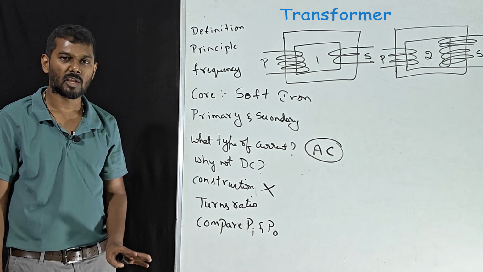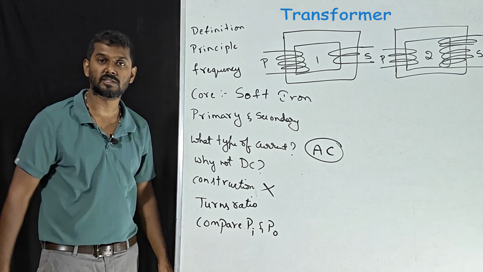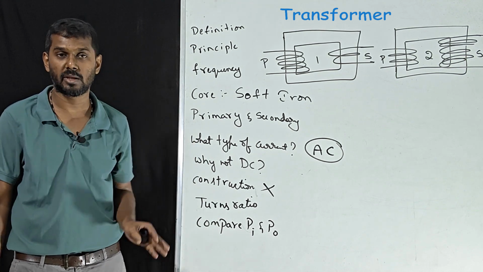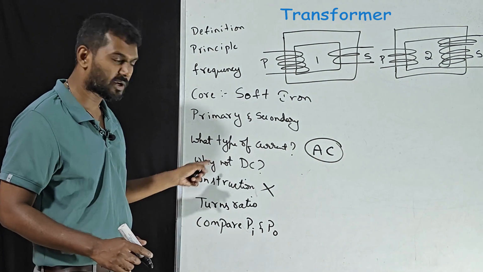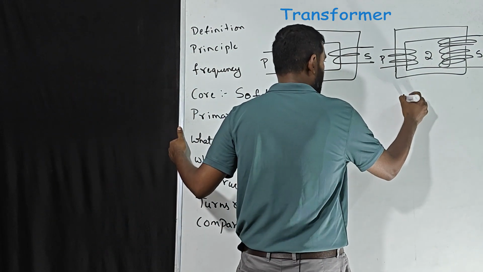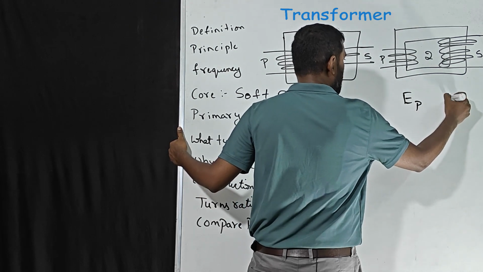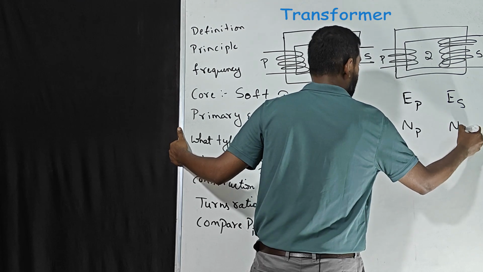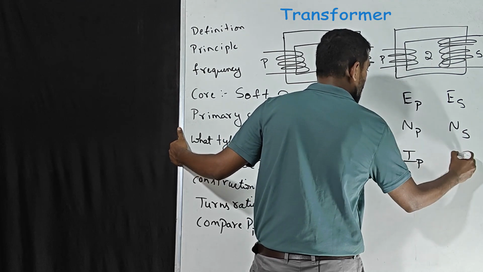That is not there in the syllabus. Now, when it comes to turns ratio, it is very important, not only for the theory but also for the numericals. When we talk about transformers, we are going to use some symbols like E, EP, ES, NP, NS, IP, IS.